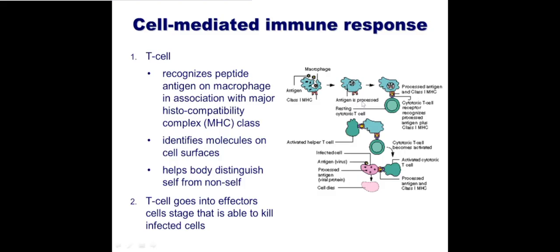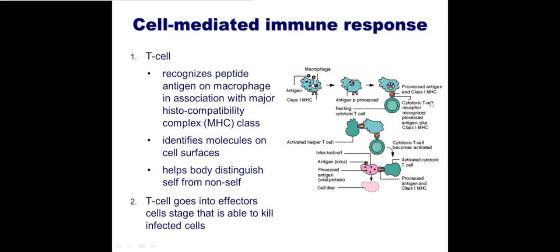Antigen is processed. Identified molecules on the cell surface help the body distinguish self from non-self. The main function of this MHC is to distinguish antigen as self or non-self. What is the main function of this MHC? This is the major histocompatibility complex. They distinguish the molecules as self and non-self. If it is non-self, then the processing will take place. Antigen is processed. This is the processed antigen and class 1 MHC.